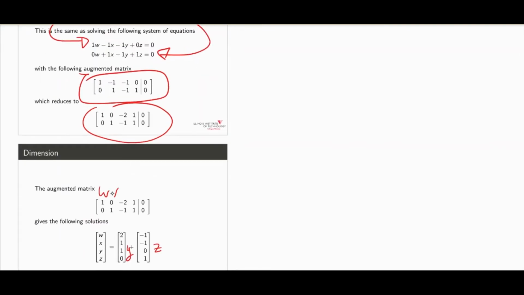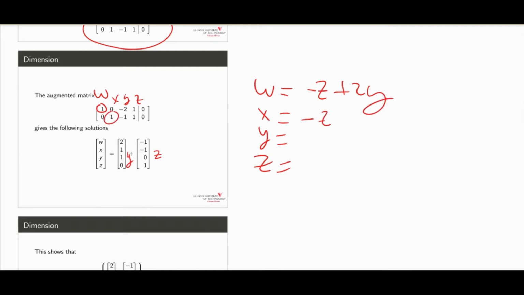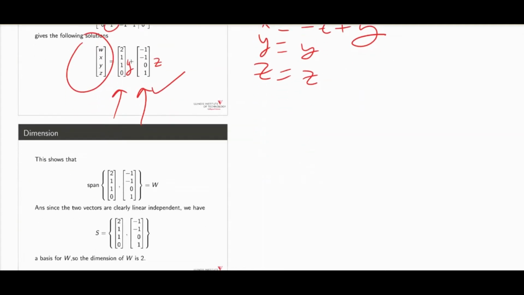So now this is w, x, y, and z. So you write w, x, y, and z. Look at the pivot. The pivot is w. The pivot w is equal to minus z plus 2y, and then x is equal to minus z plus y. So you have two free variables, y is y, z is z. So you can rewrite the equations, w, x, y, and z, as you can see now, has solutions that are spanned by these two vectors, (2, 1, 1, 0) and (-1, -1, 0, 1).